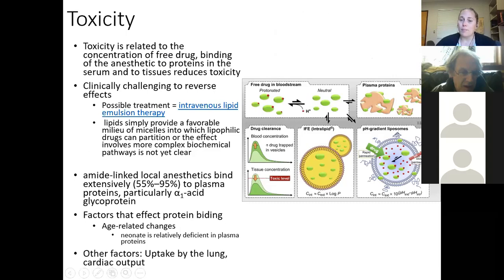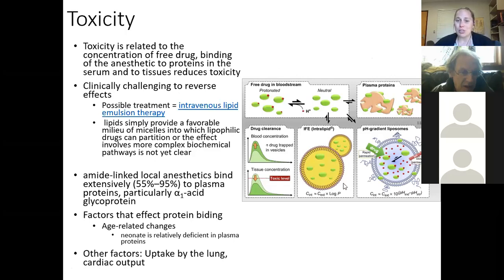So one possible treatment strategy for toxicity is this treatment called intravenous lipid emulsion therapy. This seems to be a hypothesized new treatment strategy for toxicity. Again, I went kind of crazy with the hyperlinks here. If you're interested in this particular treatment strategy, you can click on this hyperlink and it's going to send you to a PubMed article outlining exactly what this strategy looks like.